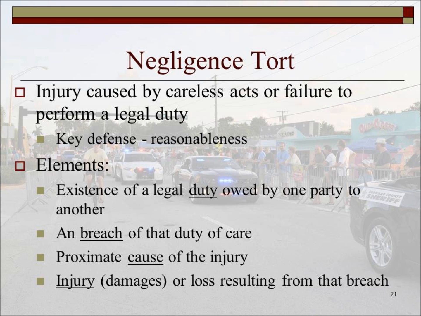There are 4 elements that a plaintiff must prove by preponderance of the evidence. Remember, that's the civil standard. There must be a legal duty owed by one party to another. There must be a breach of that duty of care. There must be a proximate cause between the breach and the injury. And finally, damages occur.